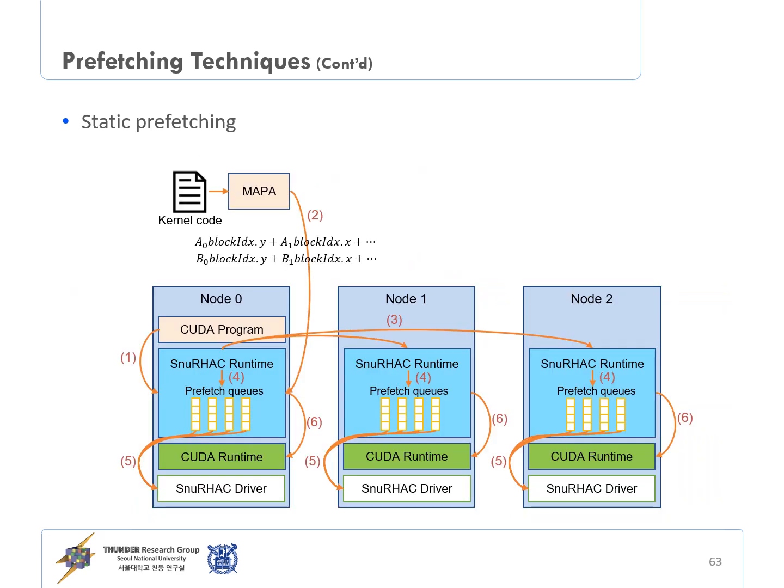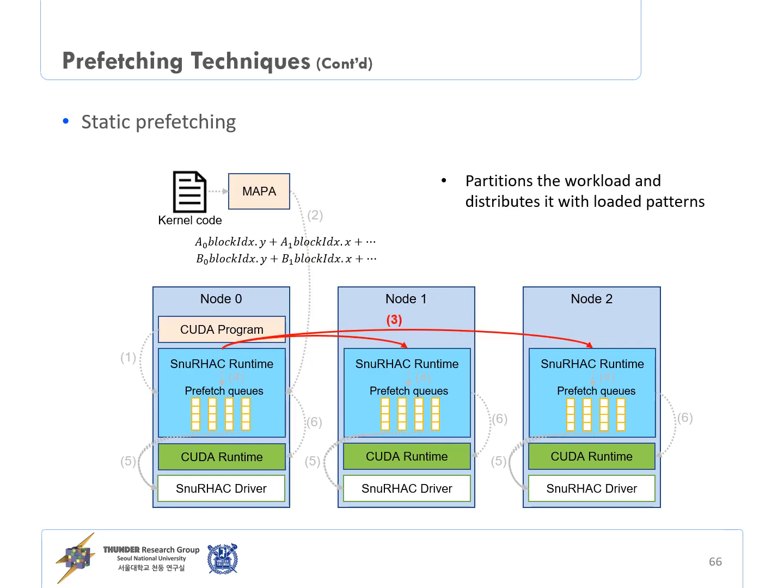This figure shows how SnuRHAC's static prefetching works. When a CUDA program launches a kernel, the SnuRHAC runtime in the host node loads memory access patterns from MAPA. Then it partitions the workload and distributes the workload with the loaded access patterns. The SnuRHAC runtime in each node calculates each thread block's memory access ranges using information from MAPA. Then it enqueues prefetch commands to appropriate prefetch queues.